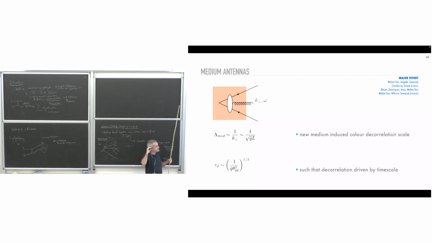If I want to make it into a distance scale, it has to be related to the inverse of the transverse momentum acquired by traveling in the medium. So it's 1 over square root of q-hat L. Once you cross this scale, the interactions with the QGP have decorrelated your two legs. So these two legs are now, for all purposes, separate. They don't know about each other, so there is no coherent emission anymore. I can write this in terms of a time scale: how long does it take for the two legs to decohere?